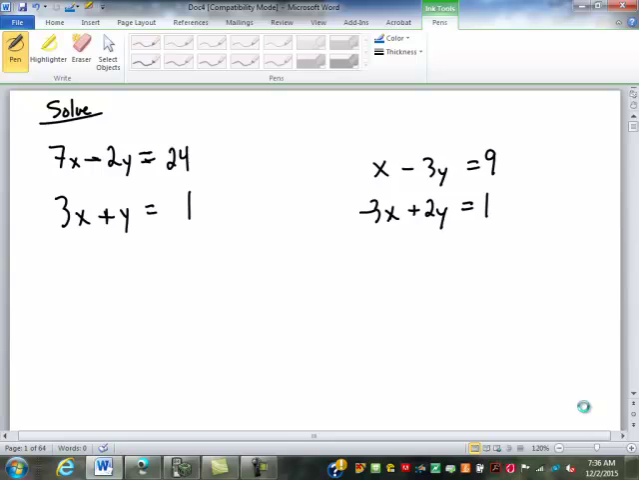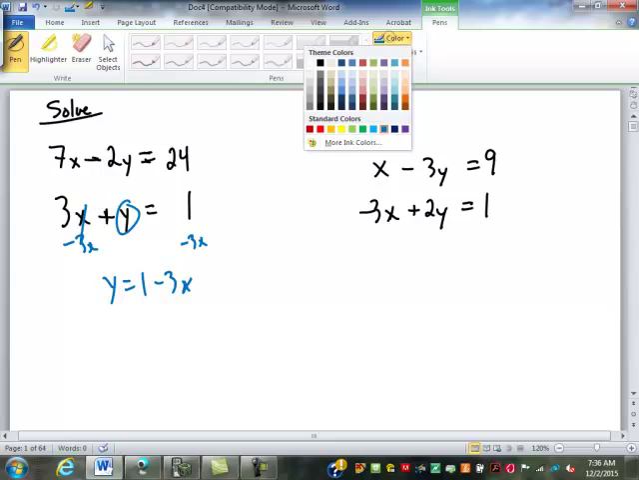So for the first one, what method did you use to try to solve it? Or what method would you use for those of you who haven't got it done yet? I'd solve it for y. Okay, so we're going to subtract 3x. So y equals 1 minus 3x. Is that what you're thinking?